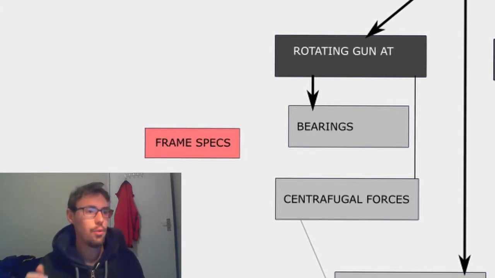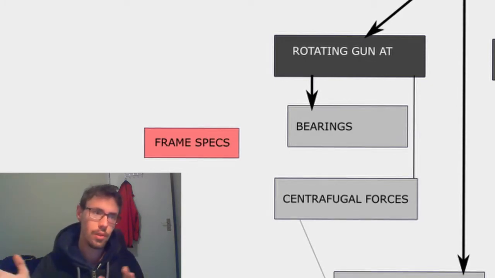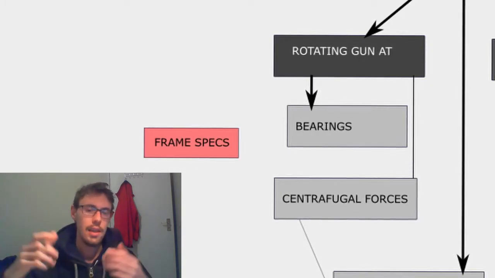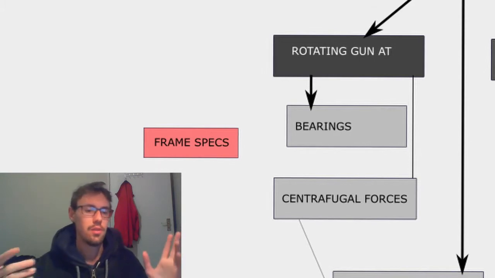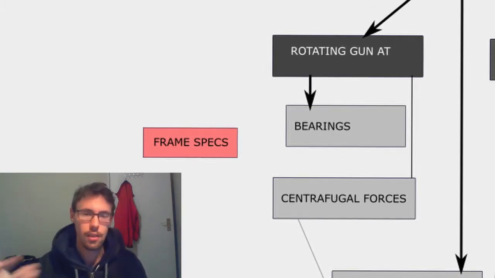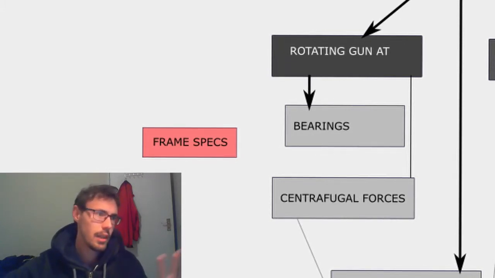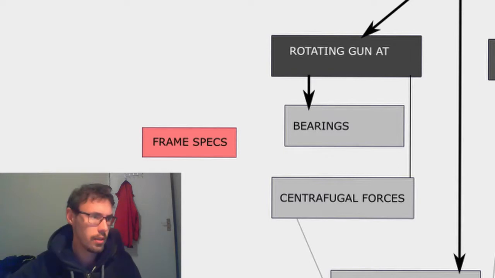So if your weights are offset, then what kind of forces are going to be generated when this thing starts spinning? If your gun is leaning forward and you spin the system up, is it going to jump off the table or fling itself out of its brackets? So that gives you some more frame specs for how to design it.